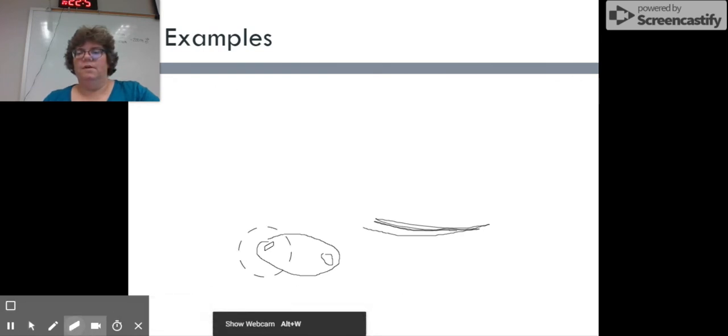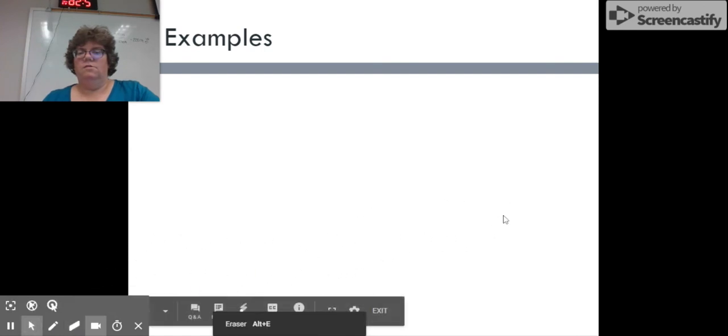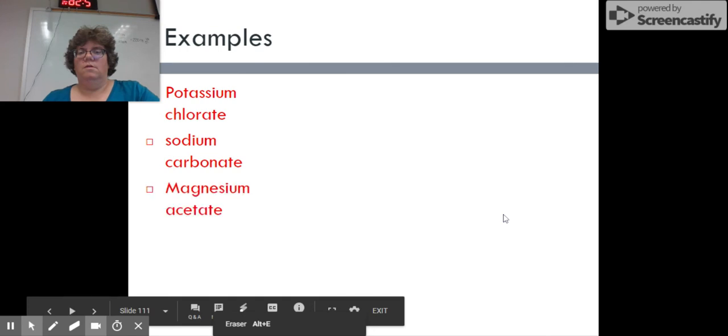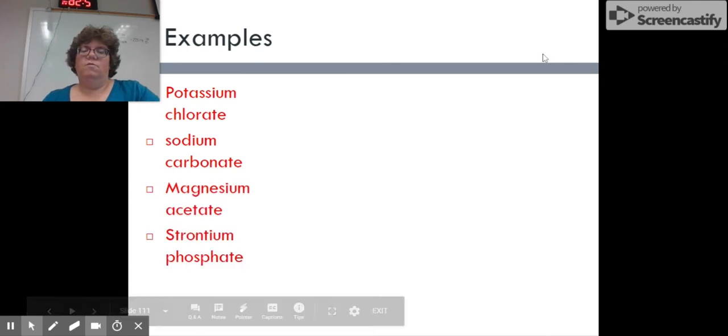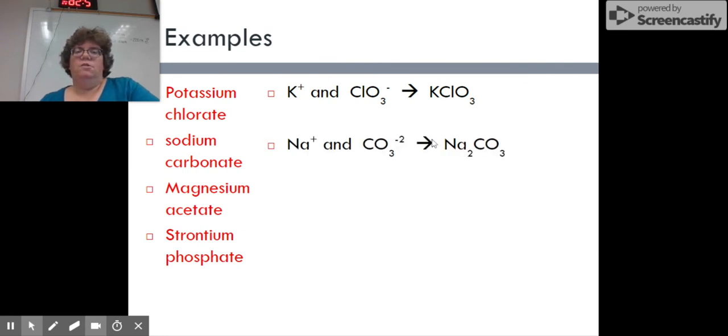Let me erase this. We'll try some other examples here. So, maybe pause the video and look at your chart. Write down the formulas for these. For the first one, we have potassium and chlorate. +1, -1 means I just write down KClO3. Sodium carbonate, you see a +1 and a -2. So to balance those out, I need 2 sodiums, Na2CO3.